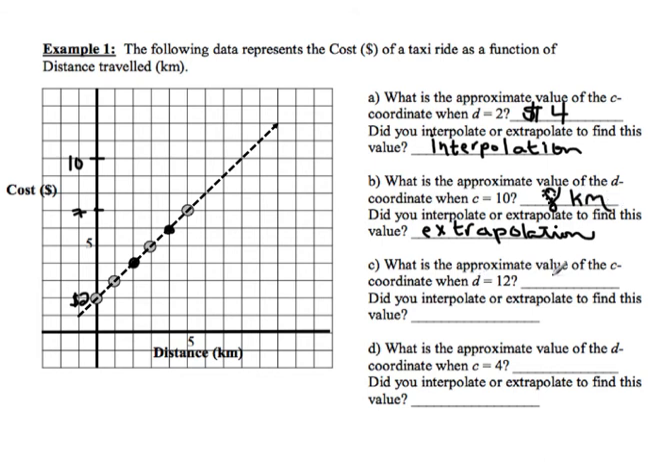Okay, so what's the approximate value of the C coordinate when D is equal to 12? So D is equal to 12. So that's 5, 6, 7, 8, 9, 10, 11, 12. So we're looking way over here. Wow. So we actually have to really extend our graph, don't we? Right to the very end. Let me just extend it. There. We're really lucky we didn't have to extend it any further. Okay, so 12 goes all the way up, and there's the point we want right there.